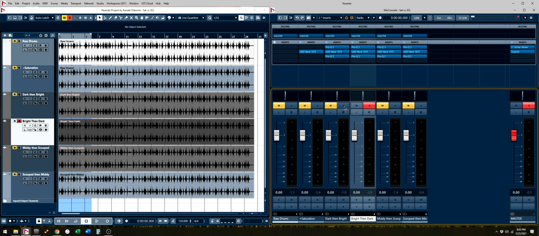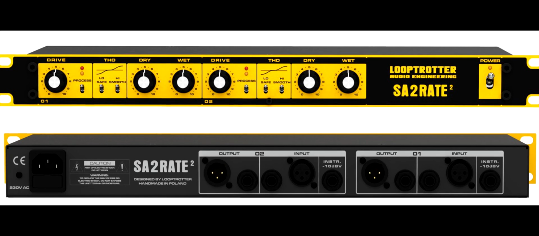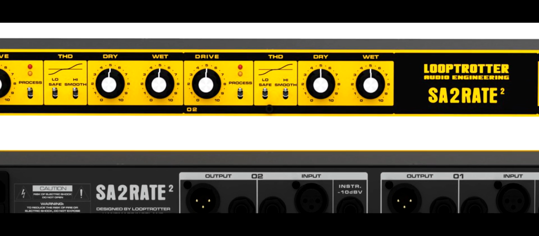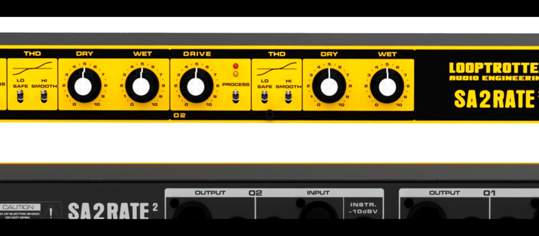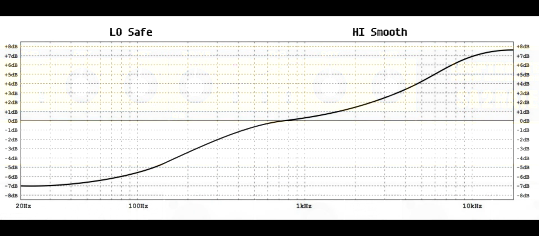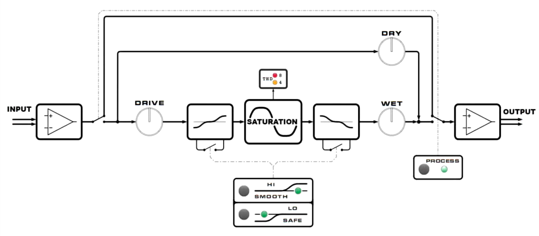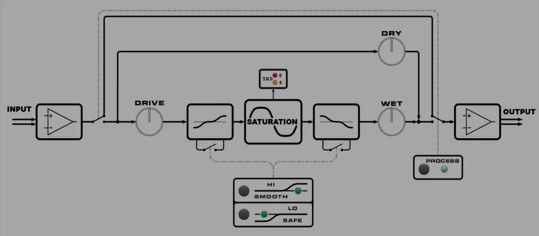Keep in mind, there are many plugins and analog devices that are aware of this phenomenon and compensate for it. For example, Looptrotter makes a device called the Saturate 2. This is a hardware saturation device that has a low safe and high smooth option, which add a low cut and high boost pre-emphasis filters, just like in our drum examples. So this prevents the saturation from getting too tubby and muddy in the low frequencies and the low mids, and focuses more of the saturation towards the high frequencies.